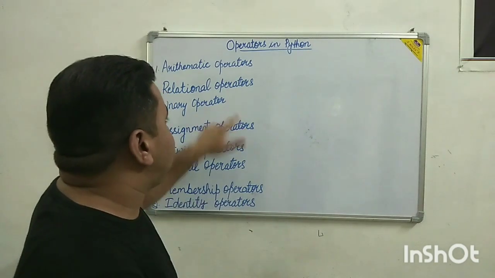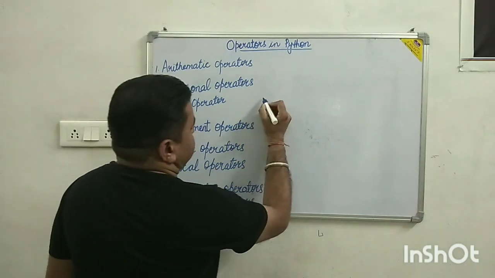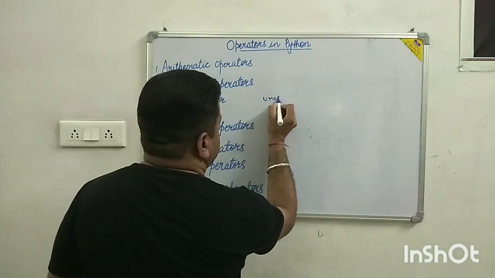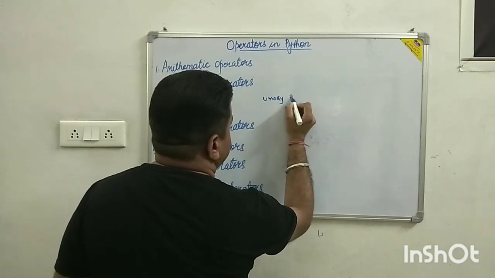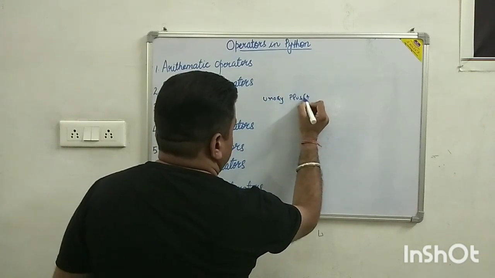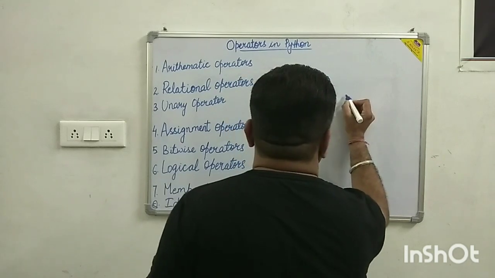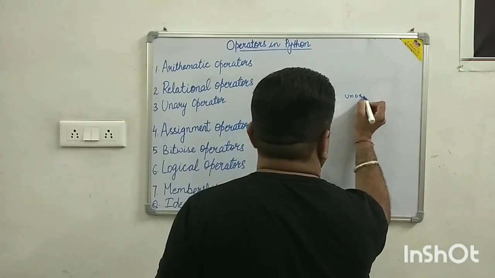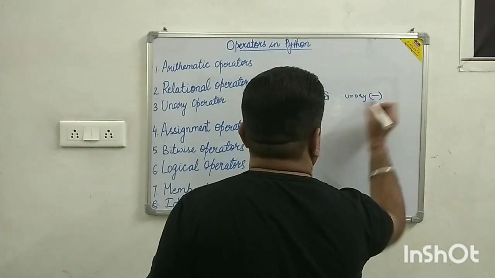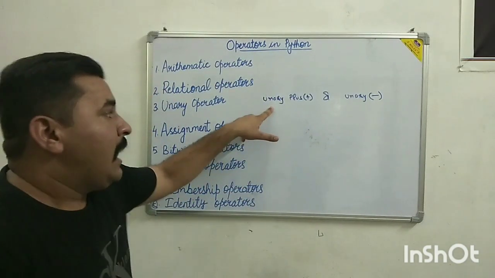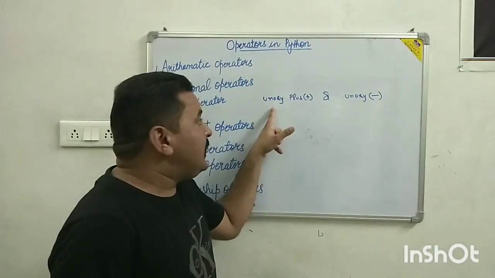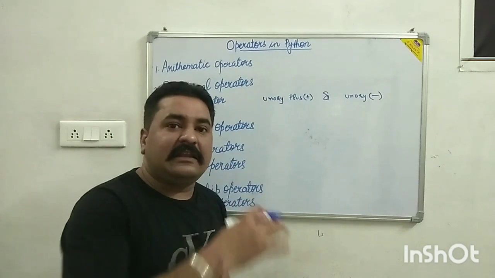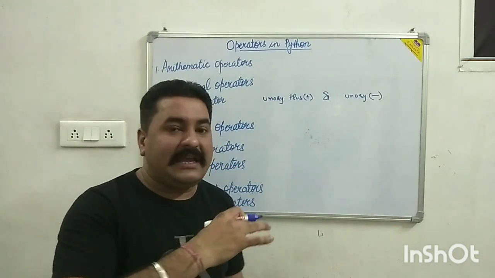So unary operator means unary plus and unary minus. So this will assign the value to a variable.